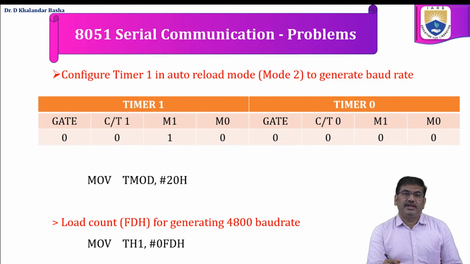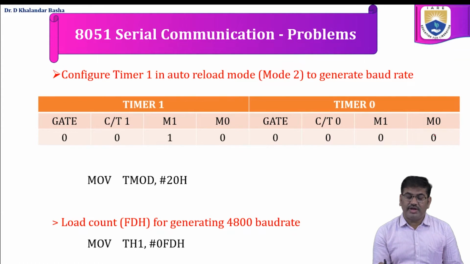For configuring the timer, we are using only timer 1. Timer 0 bits are don't cares, so you can write any bits. I am taking the default values as 000. The mode of operation is auto reload mode, that is mode 2. So for that we will write 10 in M1, M0.